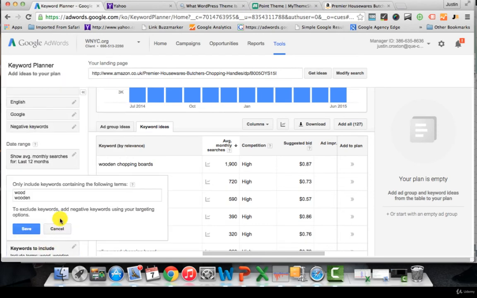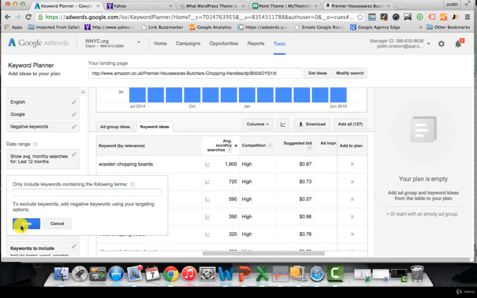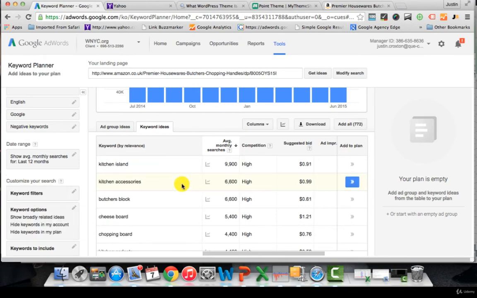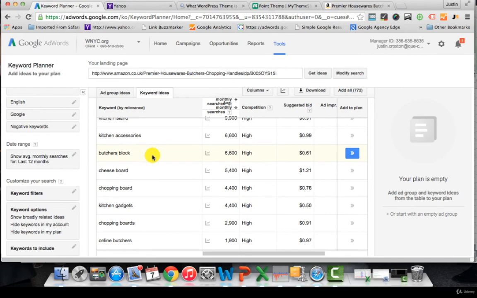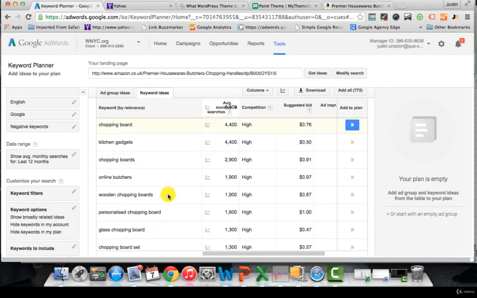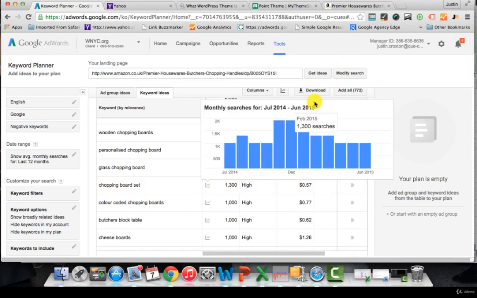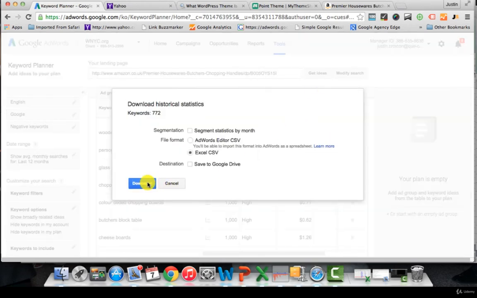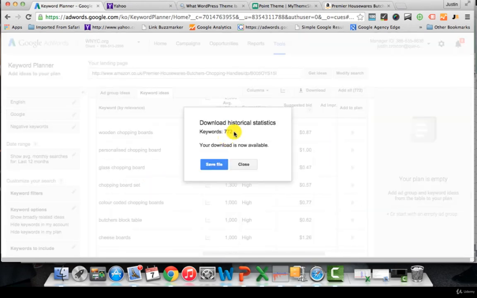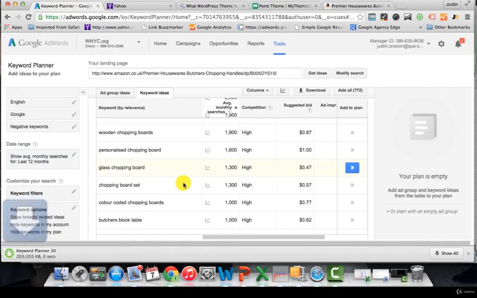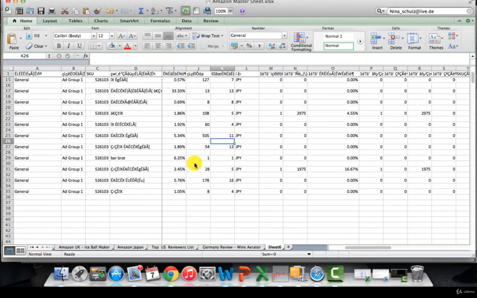So let's go back and let's make certain that we get rid of wood and wooden to ensure that we've gotten all the keywords that we can take advantage of and look into. Butcher's block, cheese board, chopping board, still some of the same different things that we mentioned earlier. Personalized chopping board, maybe not so much. But once I'm done going through this entire process, trying to pick out those keywords that can really make a difference for my business, I'll then download that list into an Excel file. I have 772 keywords. I'll save the file. It will download for me. I'll open that keyword up.